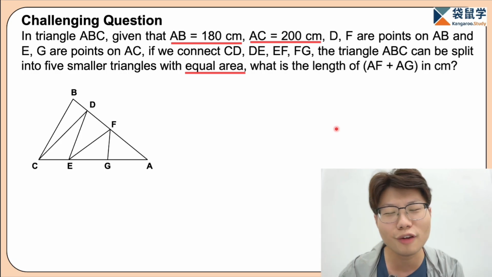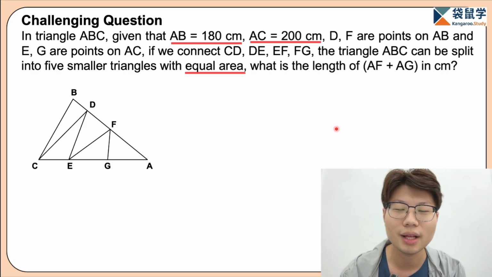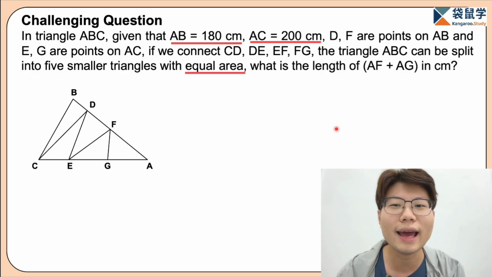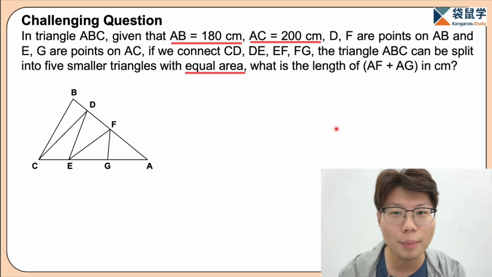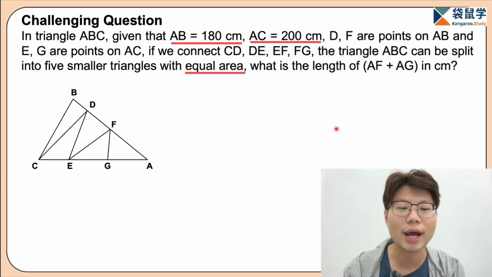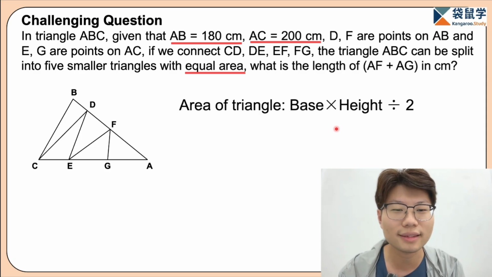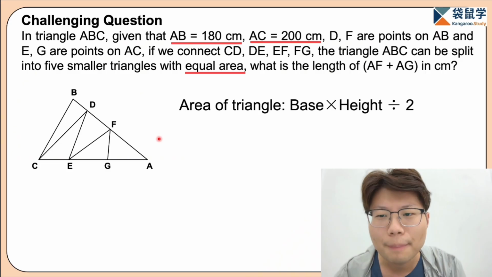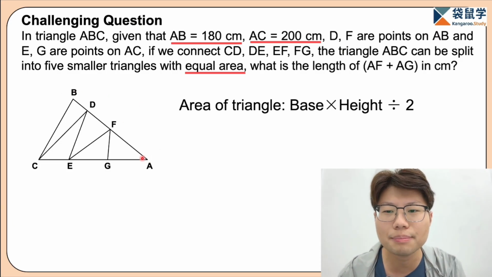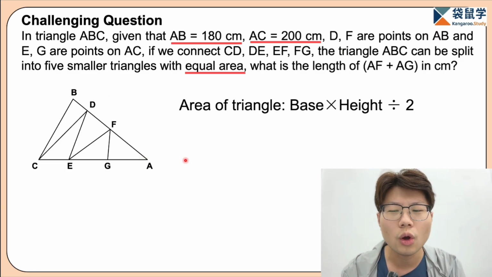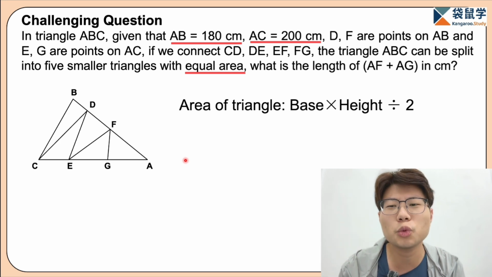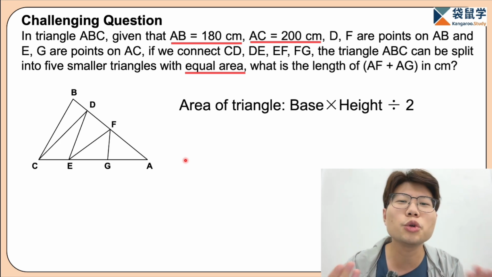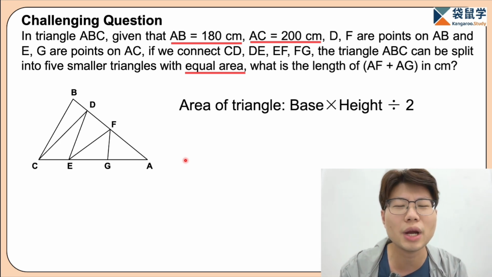In order to solve this question, we need to calculate AF and AG separately. Before we calculate this, let's review the formula to calculate the area of a triangle. It is base times height divided by 2. But in this question, besides the base AB and the base AC, we don't know any other base and we don't know any other height. Using this formula doesn't work in this question.